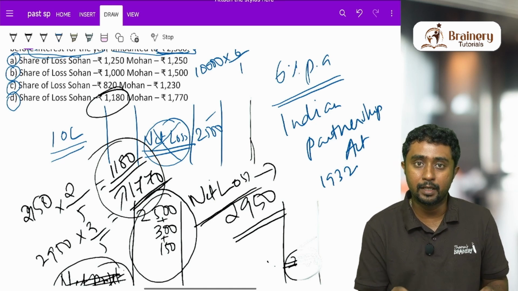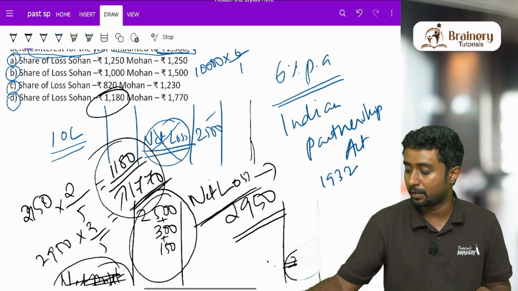When you are doing profit and loss appropriation account related questions, be very careful. Read each and every word, and then only decide which ratio should be given, what calculation should be done, what is the time period for which we have to calculate the amounts, and so on. Hope this session will help you score the highest marks in accountancy in the upcoming boards.